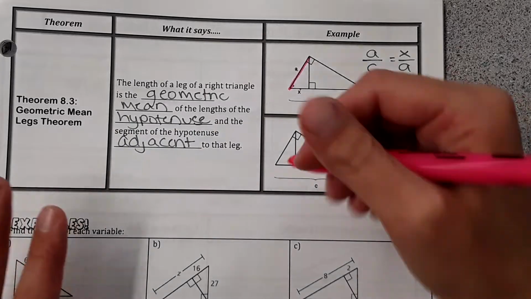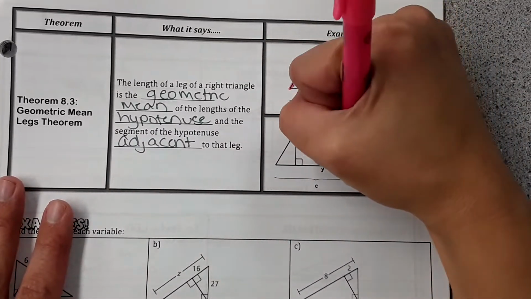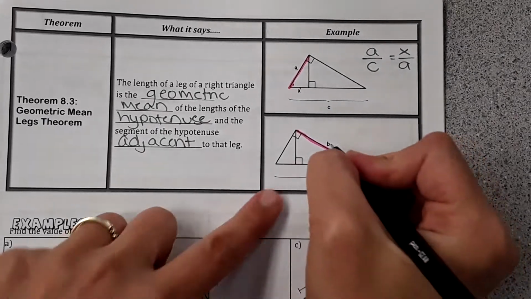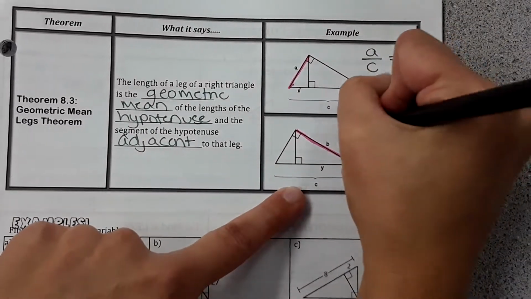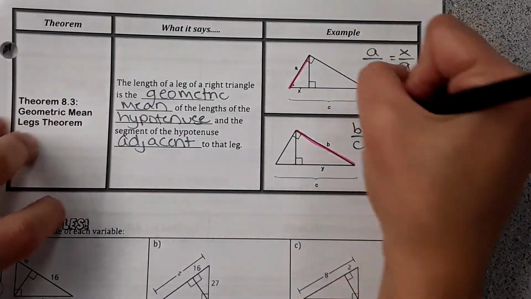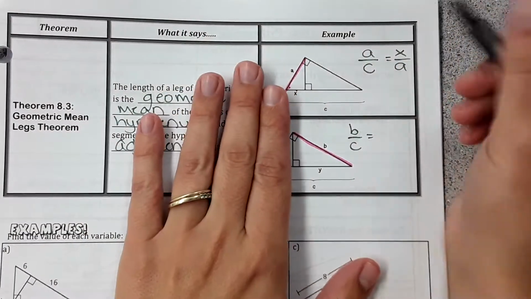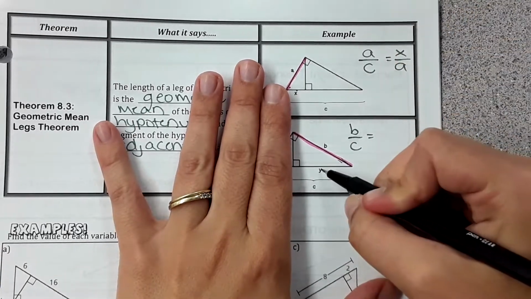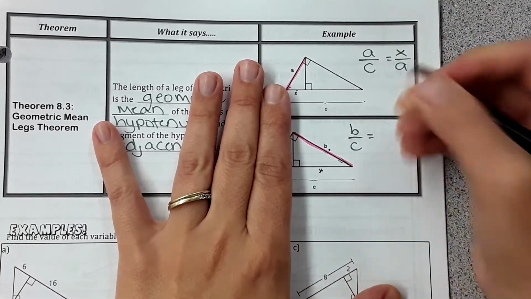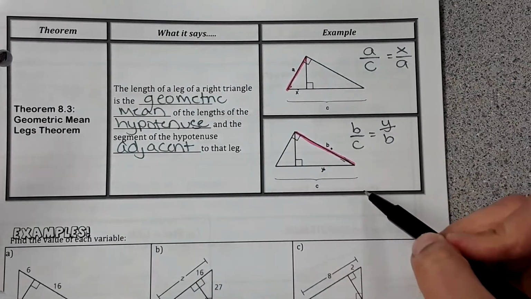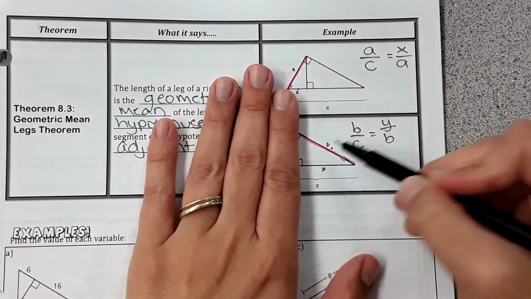Then here, now I'm focusing on this leg. And just like with the one before, I'm doing that leg to the hypotenuse, so B over C is equal to, and then on this triangle over here, I'm doing the medium side to the hypotenuse, so Y over B. So I did the medium side to the hypotenuse, and then medium to the hypotenuse.